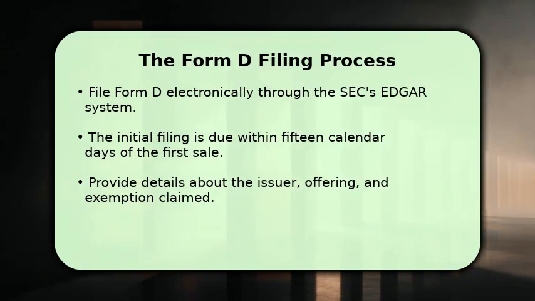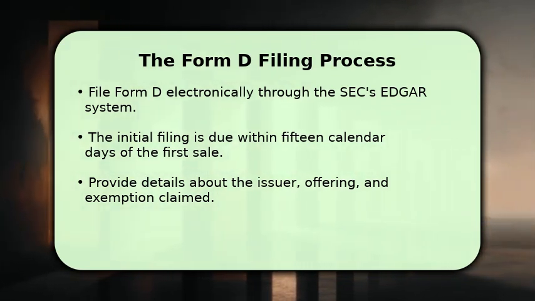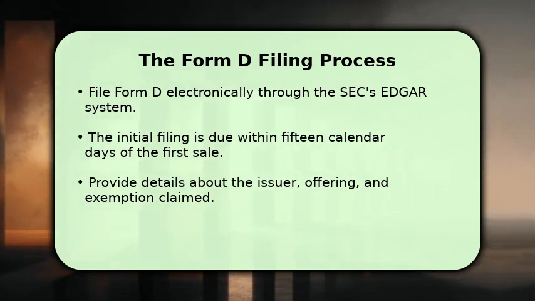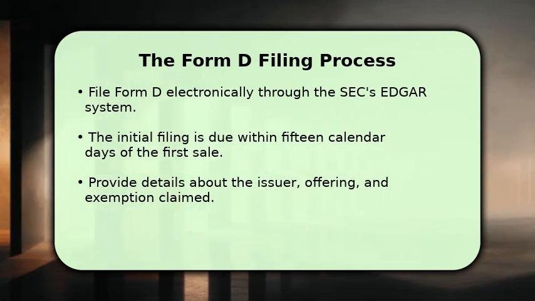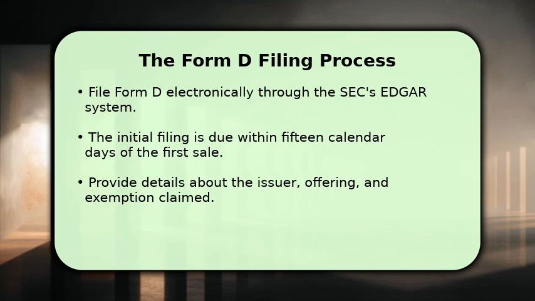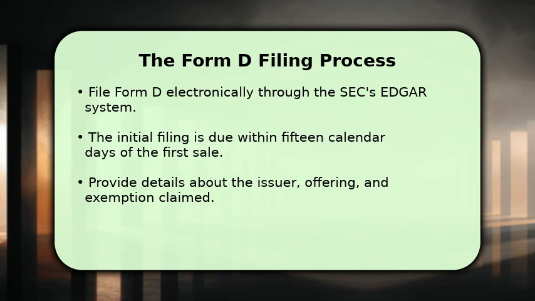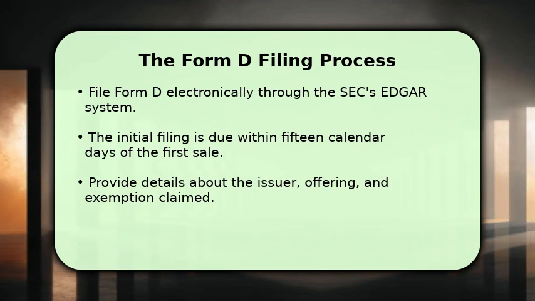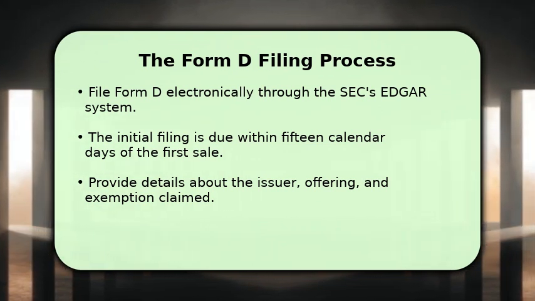Filing Form D is a straightforward process, but precision is key. You must submit the form electronically via the SEC's EDGAR system. The initial filing is due within 15 calendar days after the first sale of securities in your offering. The form requires specific details about your company, the offering terms, and the particular Regulation D exemption you are relying upon. Double-check all information for accuracy before submission to avoid potential issues.